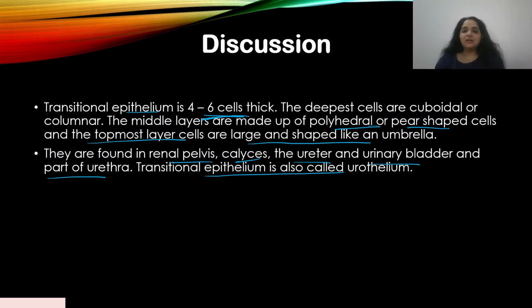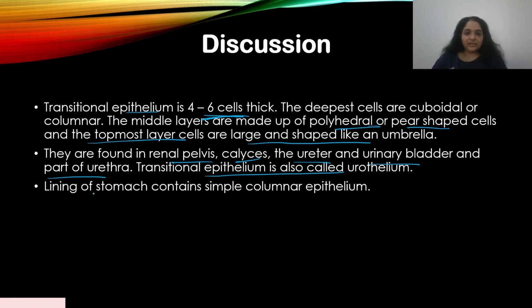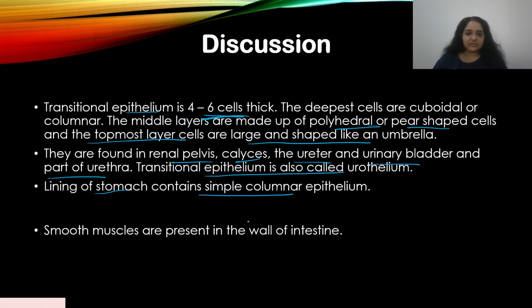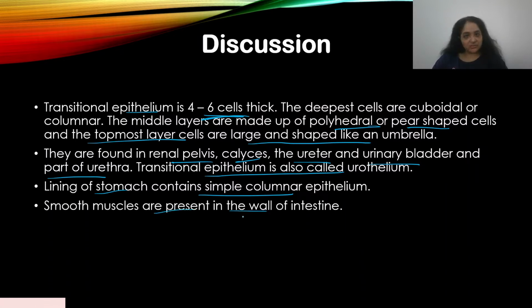So this transitional epithelium is usually found in the urinary part of our system. Okay, present in the kidneys, in the urethra, in the urinary bladder. So they are also known as urothelium, and they are shaped like that. The lining of stomach contains a simple columnar epithelium. Okay, so yes, that answer was incorrect. Smooth muscle cells are present in the wall of intestine.